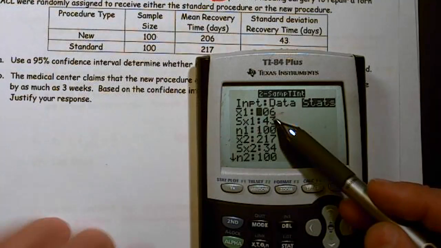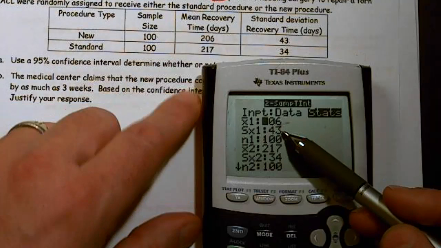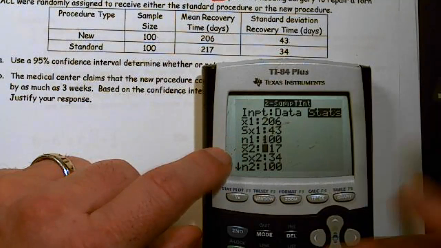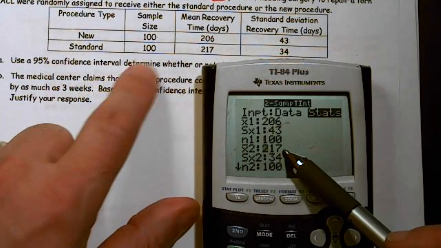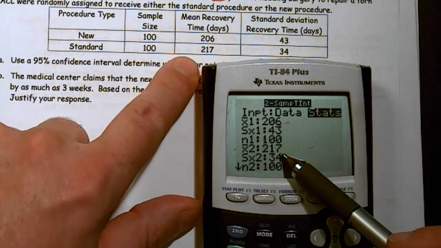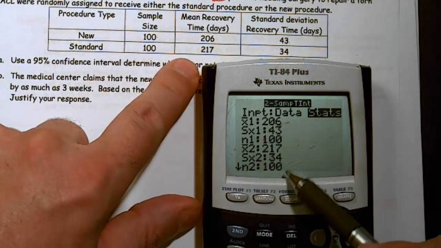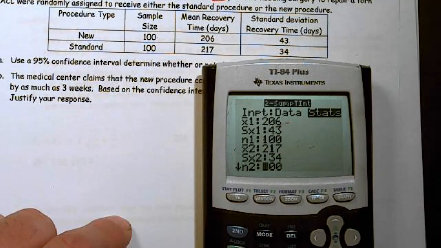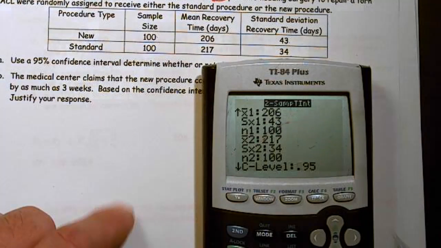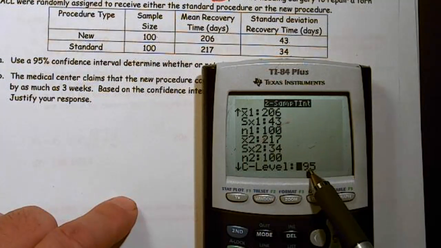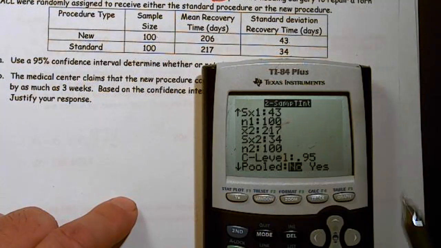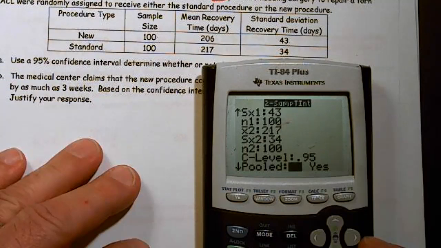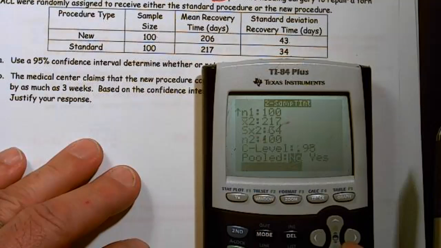Mean 1 was 206 with a standard deviation of 43 and a sample size of 100. The standard procedure had a sample mean of 217, with a standard deviation of 34, and a sample size of 100. And then they told us our confidence level is 0.95. When we're working with means, we never pool, so this is going to be a no. And we calculate.